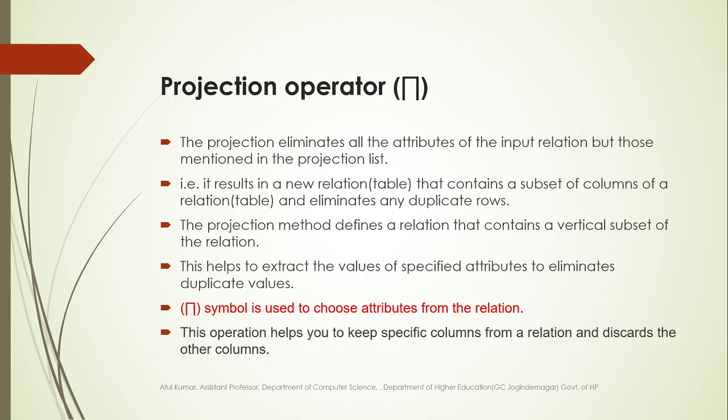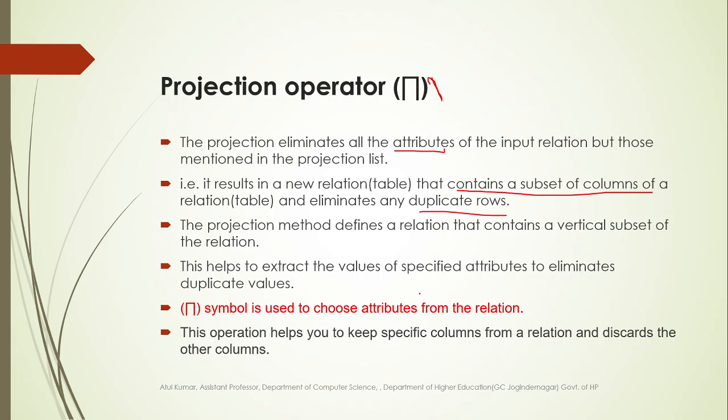So the next important operation we have is the projection operation. It eliminates all the attributes of the input relation except those mentioned in the projection list. So it basically works on the attributes. It results in a new relation that contains a subset of columns of a relation and eliminates any duplicate rows. So it works on the columns. The selection operator works on the rows, but projection works on the columns.